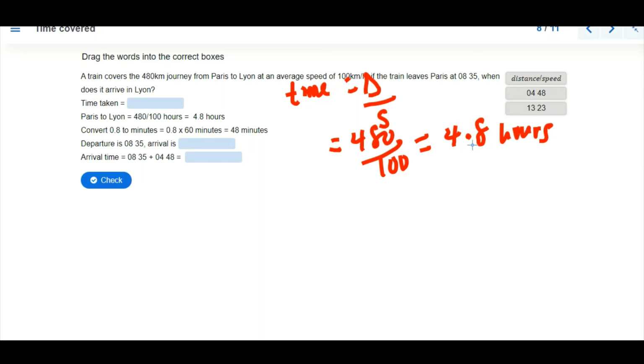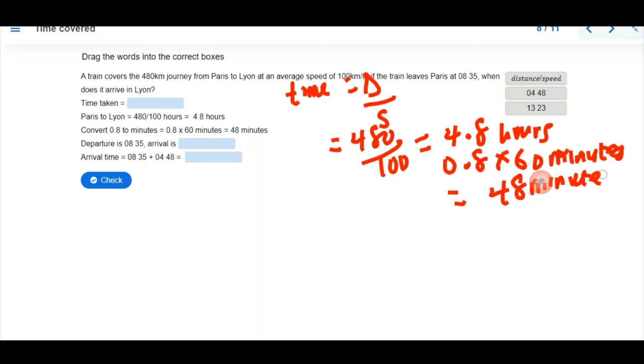How do you convert 0.8 hours to minutes? 60 minutes make 1 hour. So we are going to be multiplying 0.8 times 60 in minutes. What's going to be the answer to that? That's going to give us 48 minutes. So the time taken is going to be 4 hours 48 minutes.